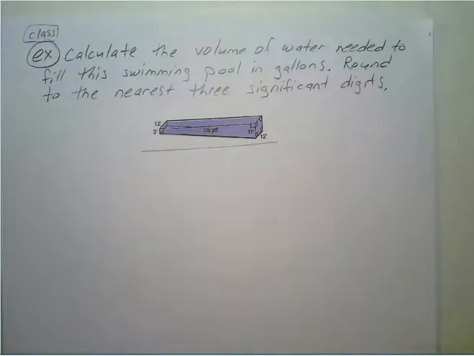There we go. Good old-fashioned story problem. We want to calculate the volume of water needed to fill this swimming pool in gallons, and you want to round your answer to 3 significant digits. I had to print out a copy of this image because I could not draw it to save my life. But what I want you to do is go ahead and press pause and try this one on your own.